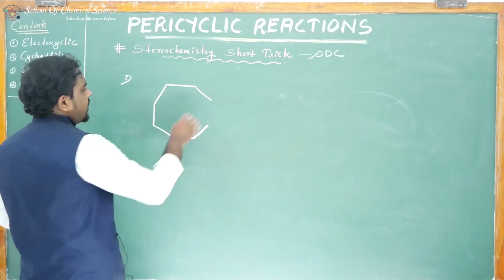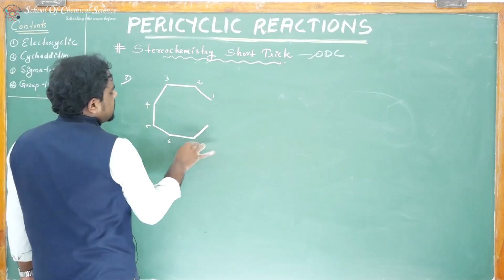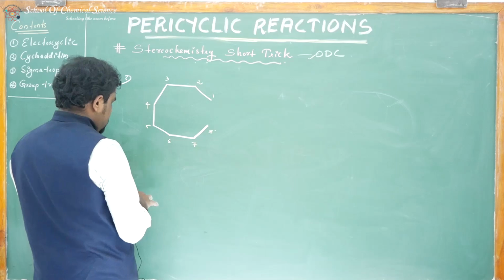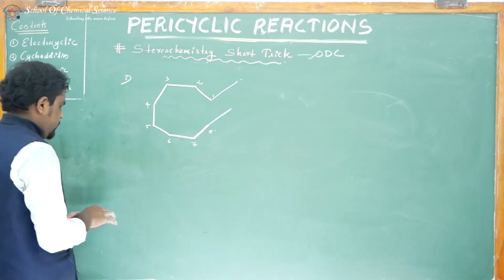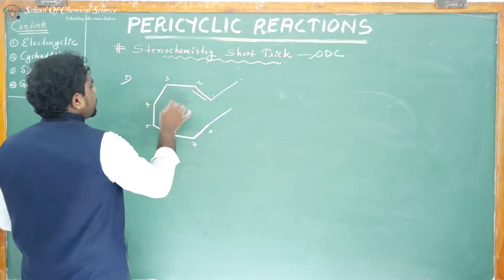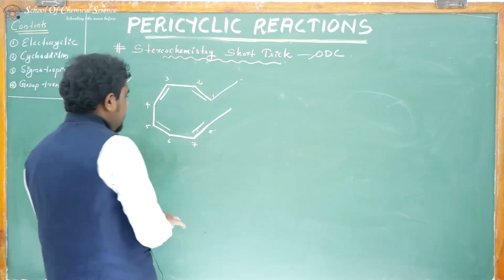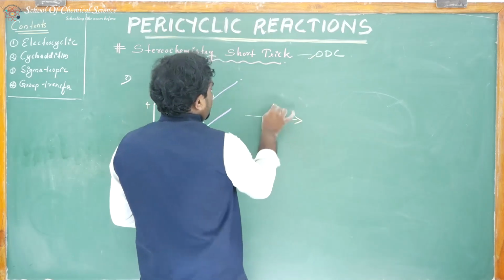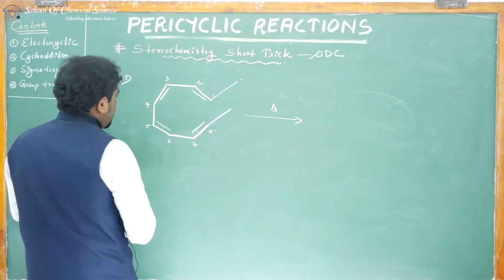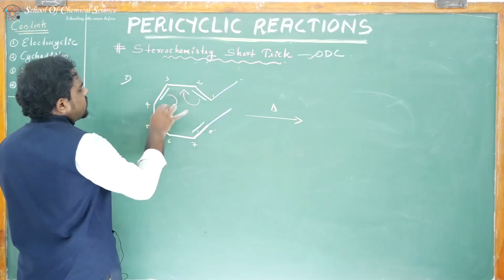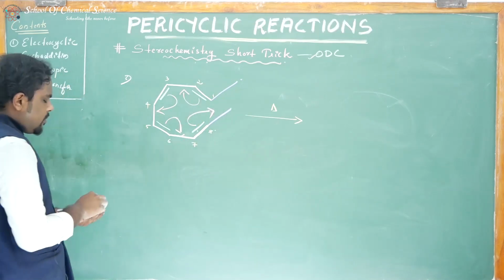How many carbon atoms are there? 1, 2, 3, 4, 5, 6, 7, 8. One methyl group is above, other methyl group is also above. Condition is thermal. You have to predict the product. First of all, you have to write the product. This pi electron shifted towards here, this towards here, this towards here. Here a sigma bond is formed between 1 and 8, a new sigma bond is formed.